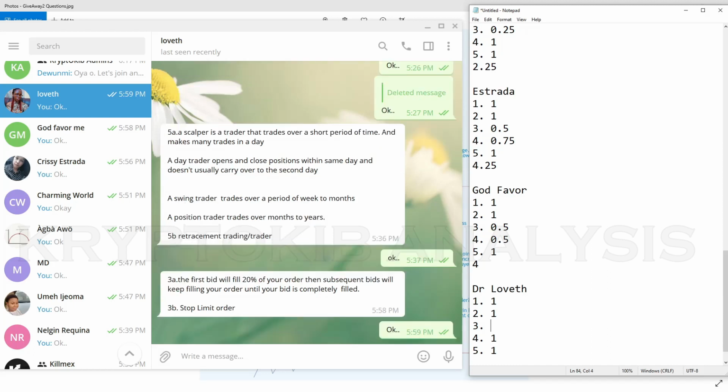Okay, let's see. Then this is ending number 3. We'll go find out. 3A. The first bid will fill 20% of your order, then subsequent bids will keep filling your order. That's correct. Stop limit order.